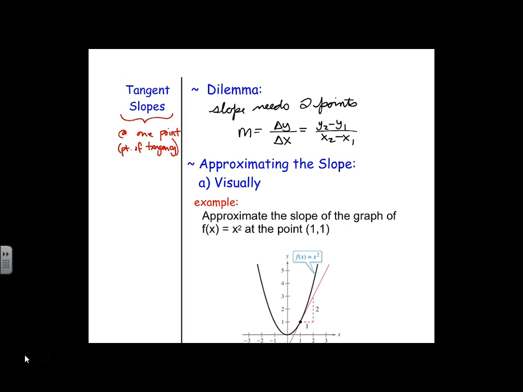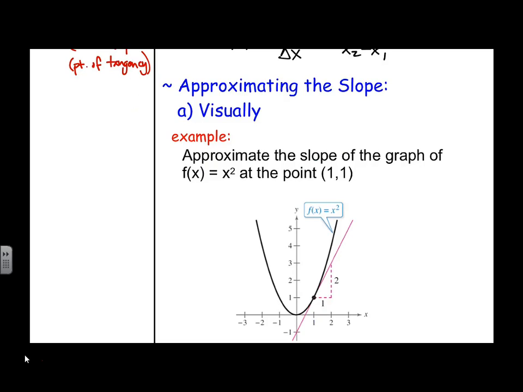In this picture down below, approximating the slope visually, they give us the graph y equals x squared, f of x equals x squared. They give us a function, and they give us the point at which they want the tangent line, the slope of the tangent line, which is (1, 1). And they drew for us this line, because if we were to draw it, we might have it be a little bit off. We might draw it and be like, it's kind of like that, or kind of like that. You know what I mean? We don't draw lines so good.